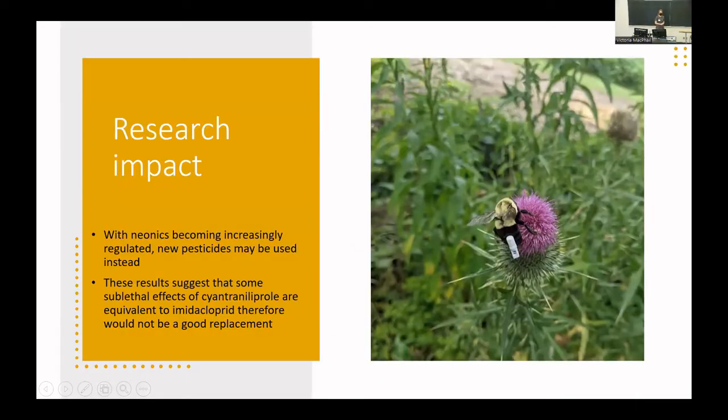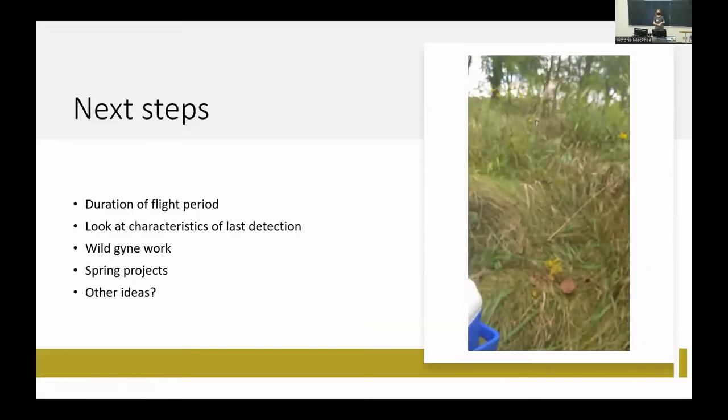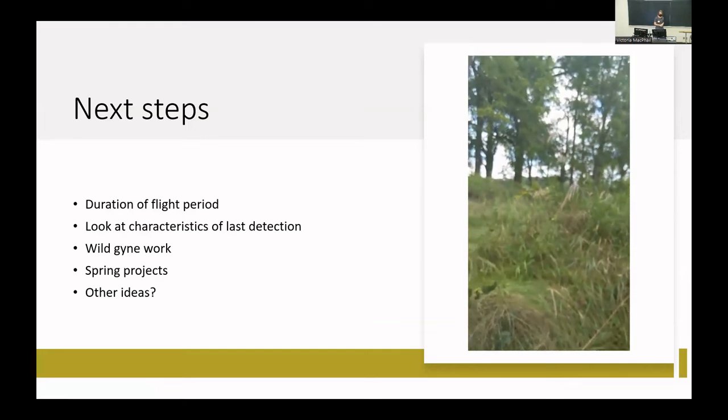That's kind of what I'm getting at with my research impacts. So as neonics are becoming increasingly regulated, especially in the European Union, and they're slowly being phased out, we're looking for different pesticides that can replace them. And cyantraniliprole and diamides are suggested as a potential replacement. So it seems like they're going to have similar or the same sublethal effects, so they're not going to be the greatest replacement. So next step, I was just in the field even last week, so these are very fresh results.